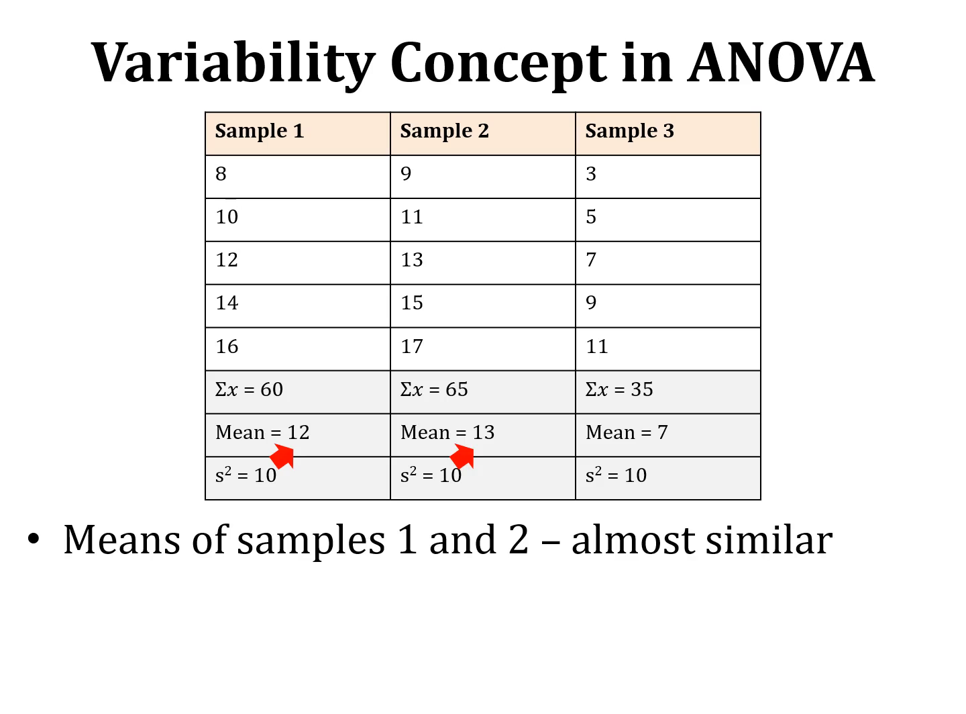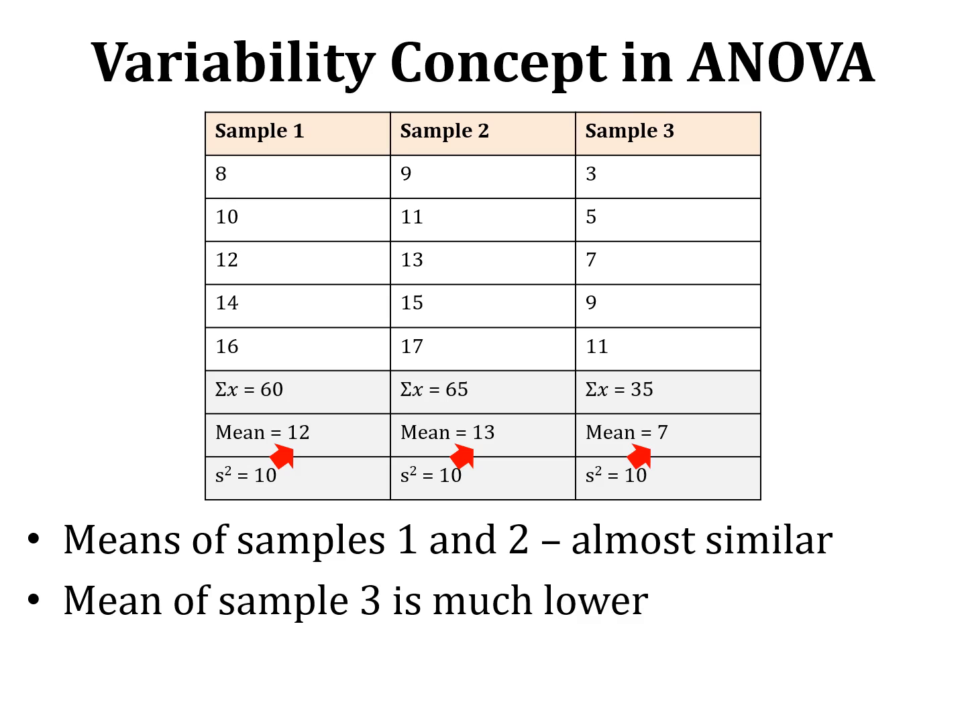So what do you see from this table? That the means of sample number 1 and 2 are almost similar, right? The mean of sample number 1 is 12 and the mean of sample number 2 is 13, so they are almost similar. While the mean of sample number 3 is much lower, and it is different from the mean of sample number 1 and sample number 2, right? And if we look at variances, the variances of all three samples are the same, right? So the variance of each of these samples is 10. So these are the samples in which the mean values are different and the variances are similar.